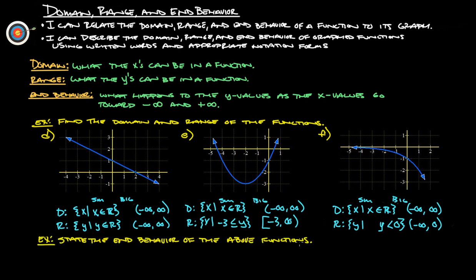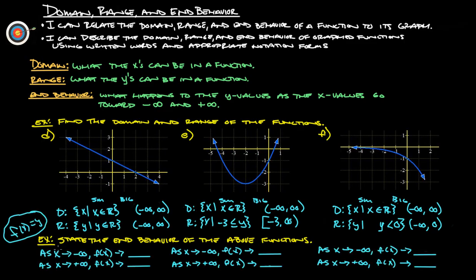Okay, last quick thing we're going to take a look at here is we're going to state end behavior of the above functions. Okay, so here's what end behavior looks like. As x is approaching negative infinity, so as x is going to the left, getting smaller and smaller, or a bigger and bigger negative number, what is happening to f of x? And remember, f of x is the same thing as y. So as the x is getting smaller and smaller, what's happening to the y?